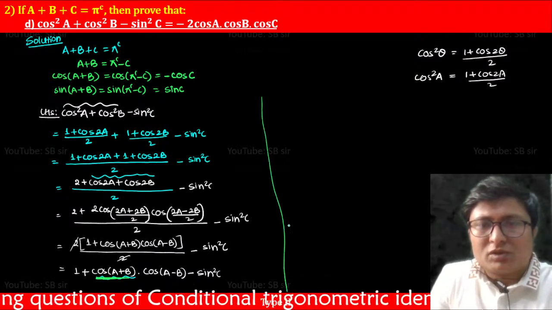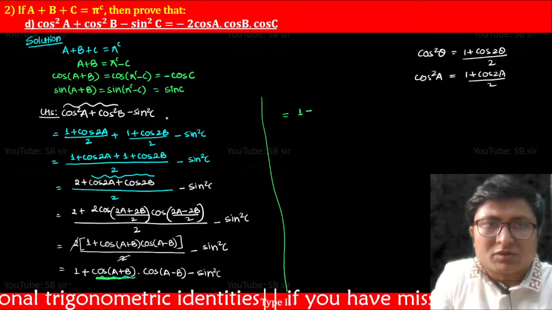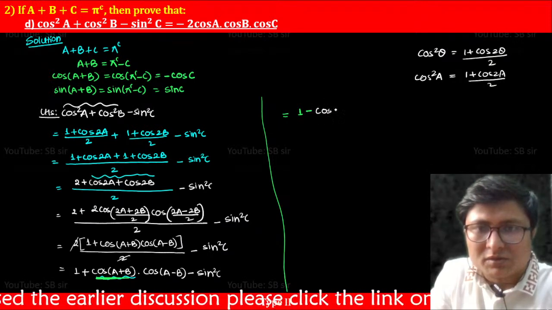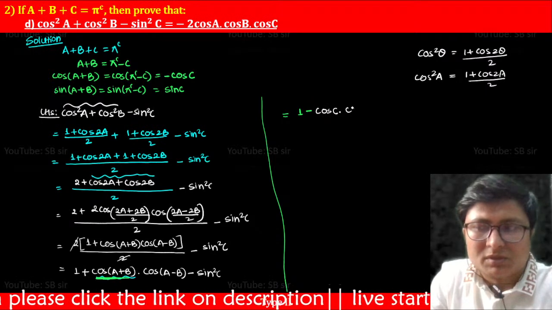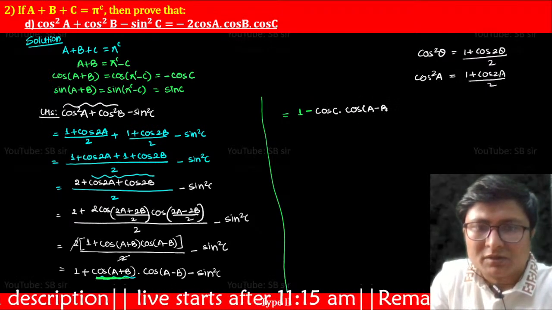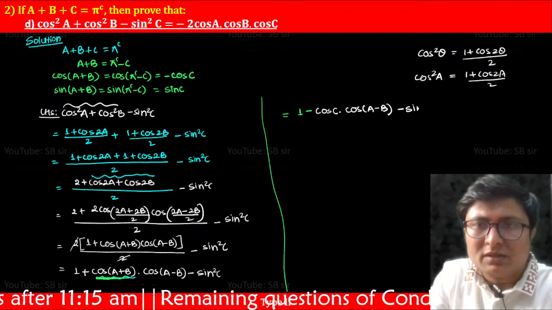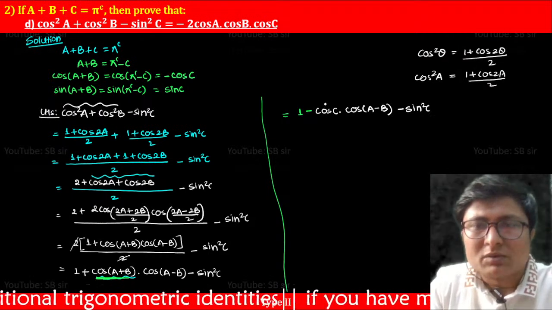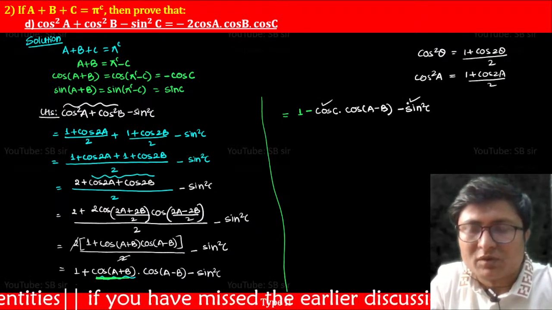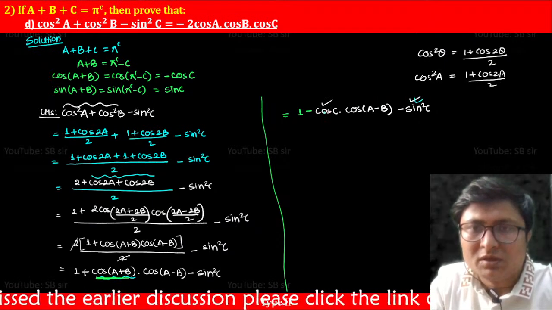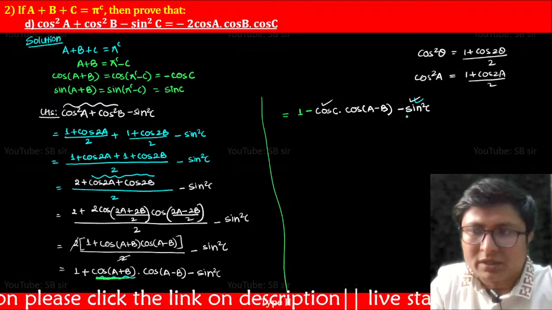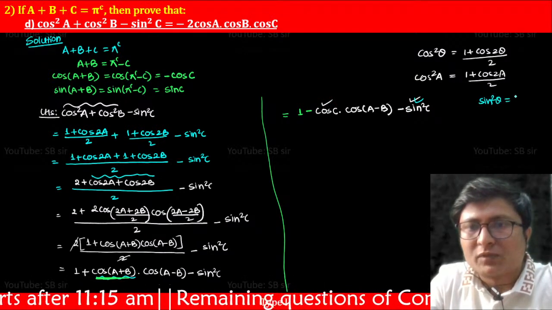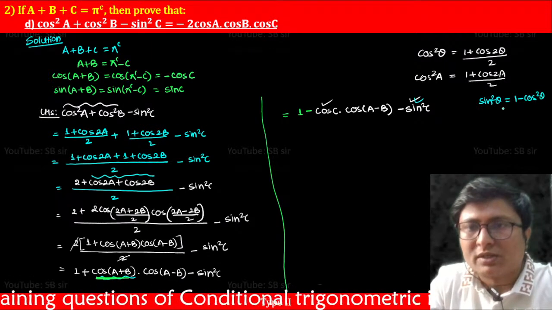So do the simplification further, it will be 1 minus cos(a+b), which is minus cos c, into cos(a minus b), minus sin square c. Be very careful here: earlier cos c came, and later sin square c came. Since cos c came first and sin square c after, we convert sin into cos, because the formula for sin square theta is 1 minus cos square theta.